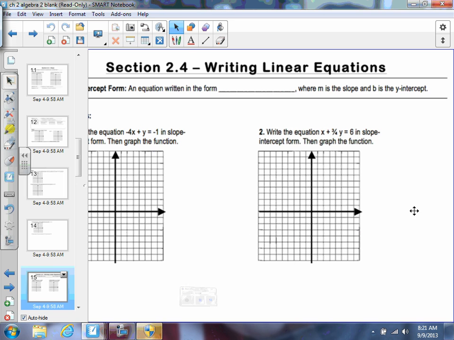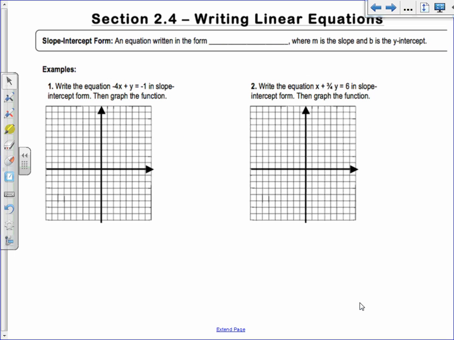Today's topic is writing linear equations. We're going to go a little bit further than what we did last time. Slope-intercept form is what you probably all remember from Algebra 1. That's y equals mx plus b, where m is the slope and b is called the y-intercept.